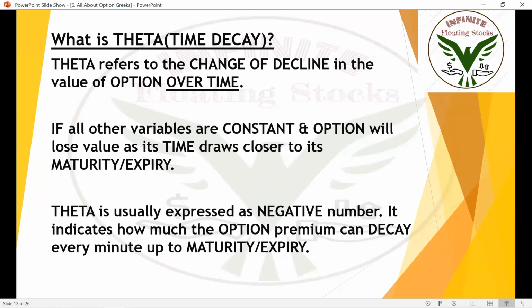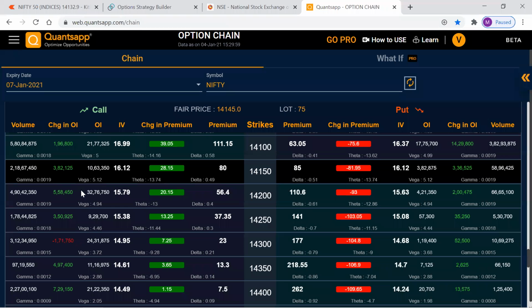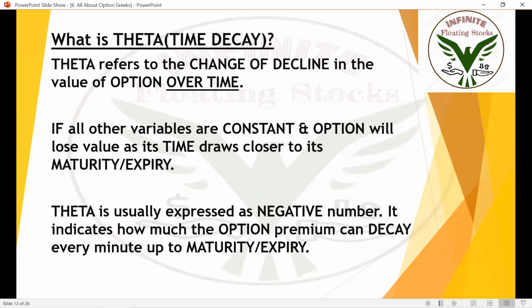That's because of theta. Wait, I will explain with an example. Look at the 14,150 premium. It's 80, right? Tomorrow, if you check the premium, it will decrease. You will see that it will be around 60 or 64. That's because theta is nothing but the decline in the value of an option over time.